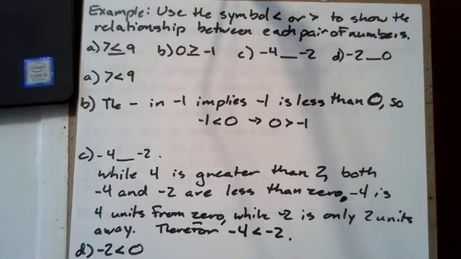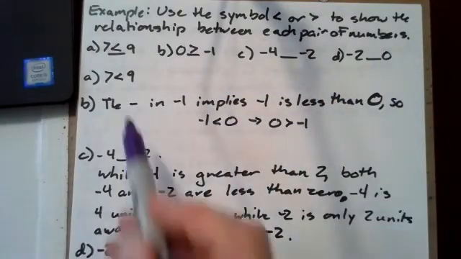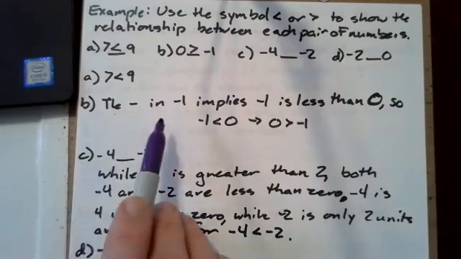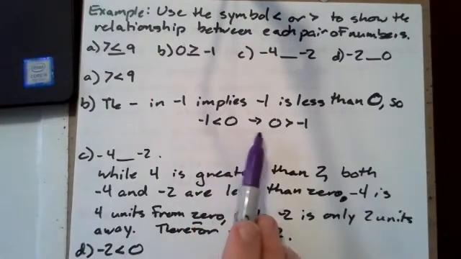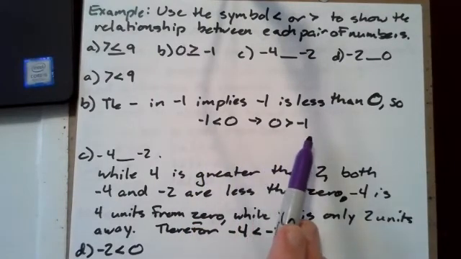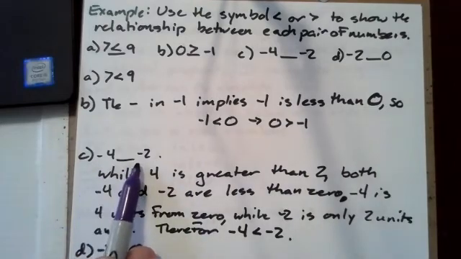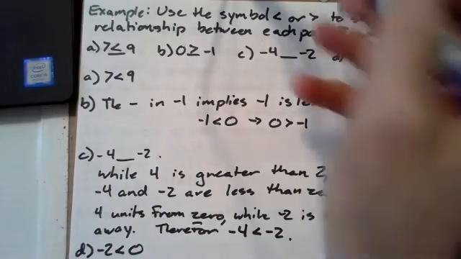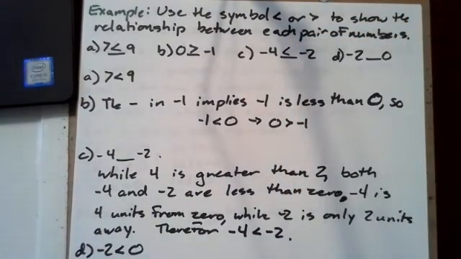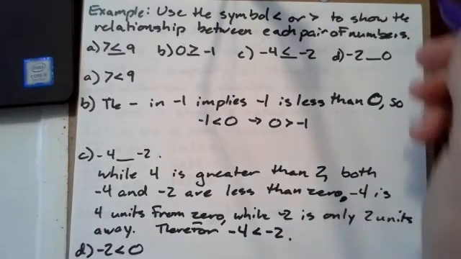-4 and -2. Actually, I've done all of this here, so I don't have to do that there. 7 is less than 9. That's pretty easy. The negative in -1 implies that -1 is less than 0. So -1 is less than 0, and that means that 0 is greater than -1. We've got -4 and -2. While 4 is greater than 2, both -4 and -2 are less than 0, and -4 is 4 units away from 0, while -2 is only 2 units away. Therefore, -4 is less than -2. Finally, we've got -2 and 0, and -2 is less than 0.